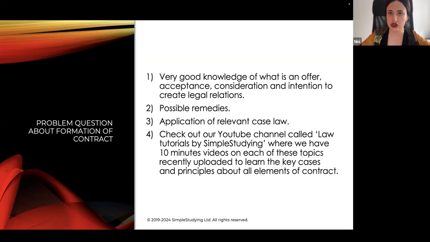You should not do that. You're not going to impress anyone. Most likely that will be a fail. You have to answer the question. You have to advise the parties if it's a problem question, rather than just write all the cases that you can think of.